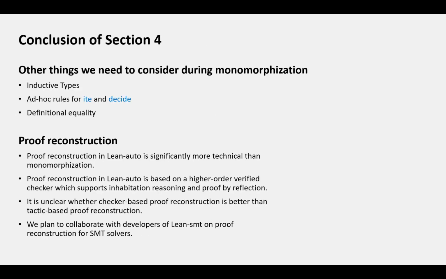Okay, so of course there are other things we need to consider during monomorphization, such as inductive types and definitional equality. And proof reconstruction is significantly more technical than monomorphization, so we will not talk about it.